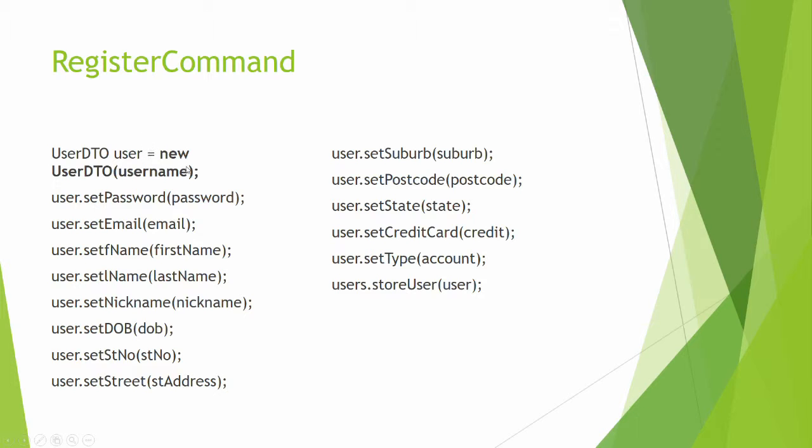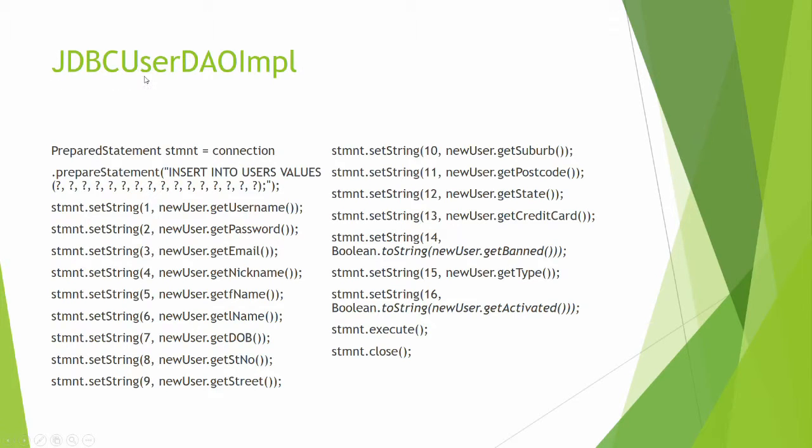Once the user clicks the submit button, a register command will be triggered. A user DTO object will be created, and all the information entered on the registration form will be passed into this DTO. A JDBC user DAO implementation will execute the following SQL: insert into users values, and all the user values will be pulled from the user DTO created earlier.